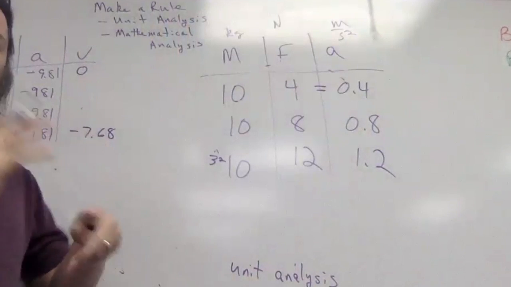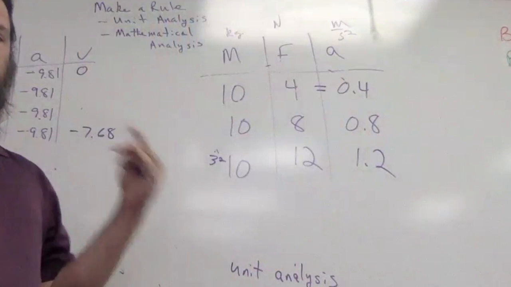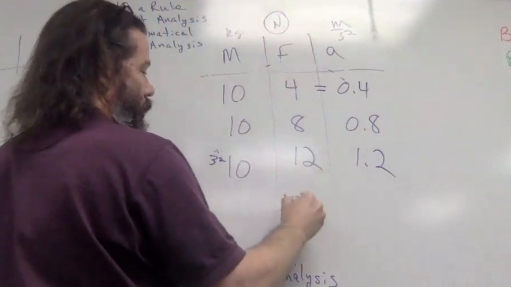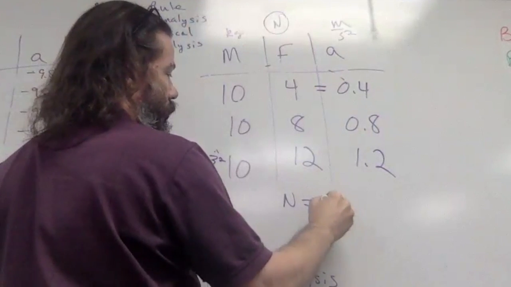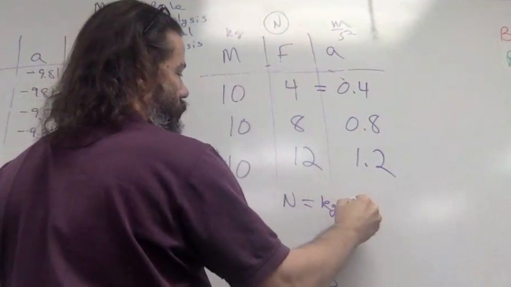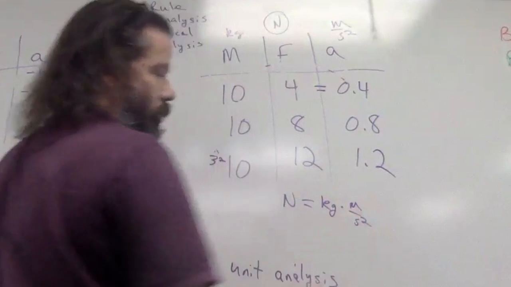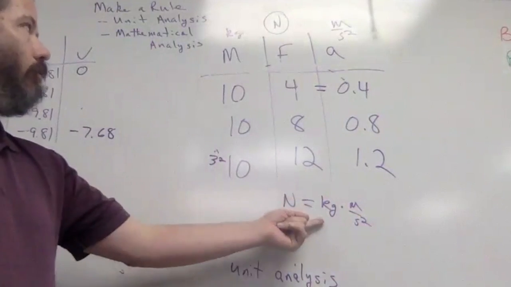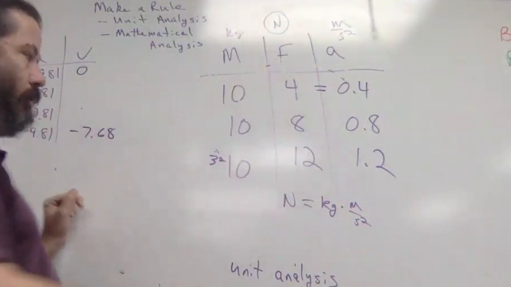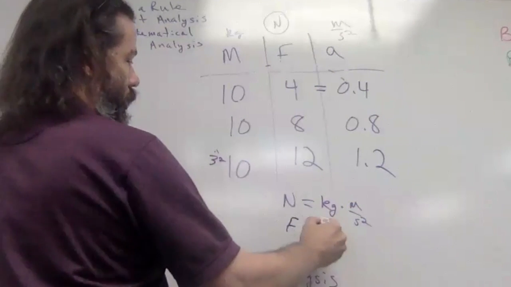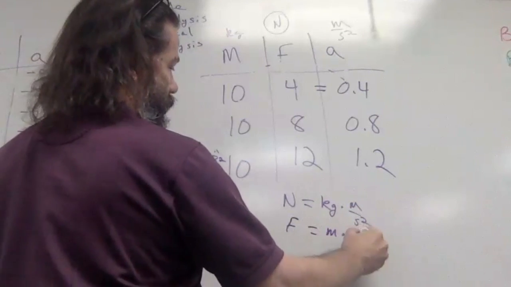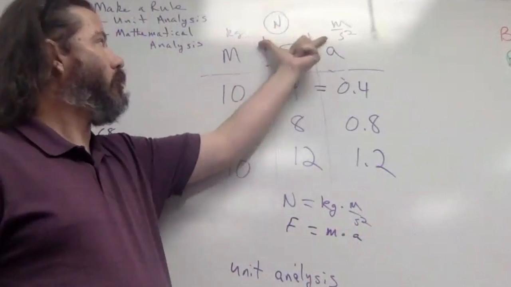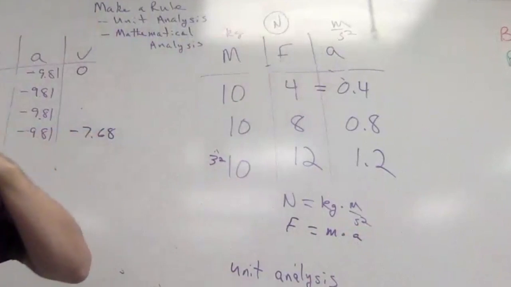Now you can multiply those all you want, and you won't figure it out unless you realize that newtons is actually kilograms times meters per second squared by definition. Well, that right there tells you what the relationship is. So we've got force equals mass times acceleration. Newtons equals those two multiplied together.